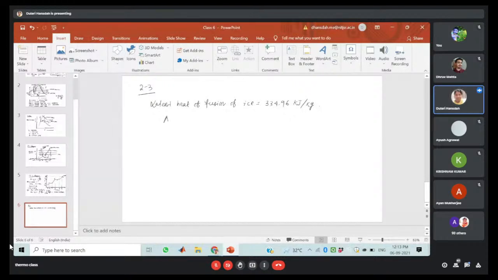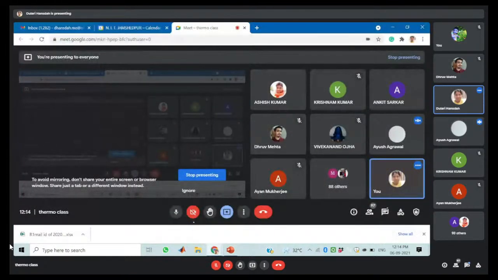So how much will the entropy change be here? 1.22. 1.22. Who has given the answer? Ayush Agarwal. Isobar, okay. So I've got this answer, how he has calculated. Okay.